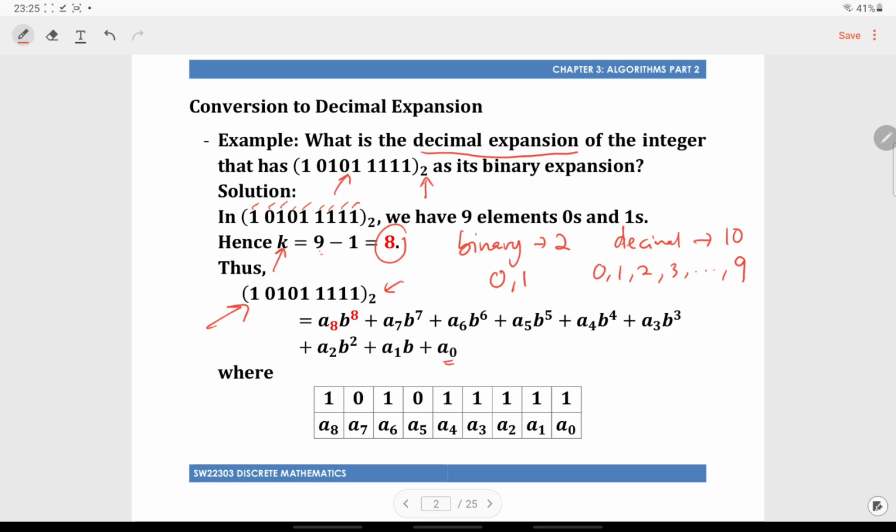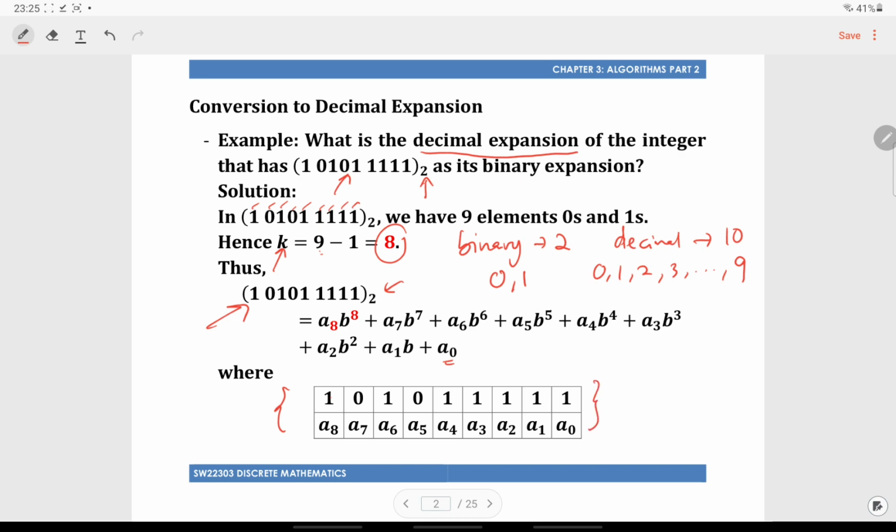Okay, next, we can write all these terms in the following table. Especially for the a terms, we have a8, a7 up to a0, and then we arrange the given expansion in the following table. We have 1 0 1 0 1 1 1 1 1.